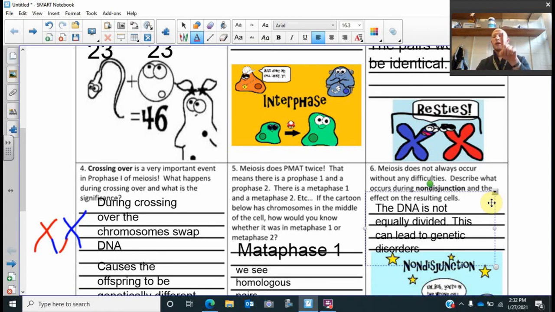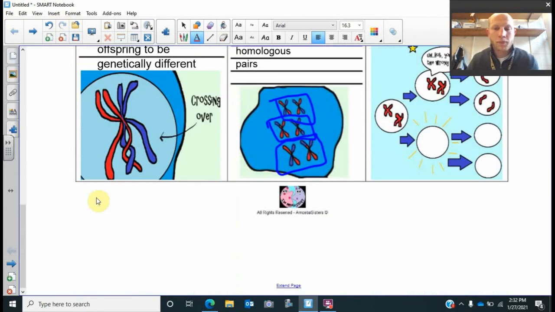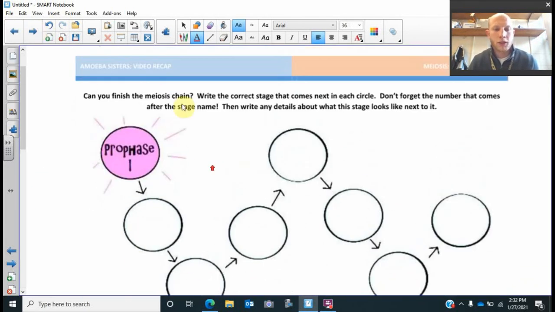But what happens is maybe mom gives hers, but then dad gives both of his 21st chromosomes. So now you have 3, right, instead of just a pair. And so this can result in Down syndrome in children. So trisomy 21 is actually the common name for Down syndrome, and that can result in genetic disorders, learning disabilities, and things like that. Okay, so there's that. So after here, we've talked about this PMAT. It goes through PMAT twice. Prophase, metaphase, anaphase, telophase 1. Prophase, metaphase, anaphase, telophase 2.